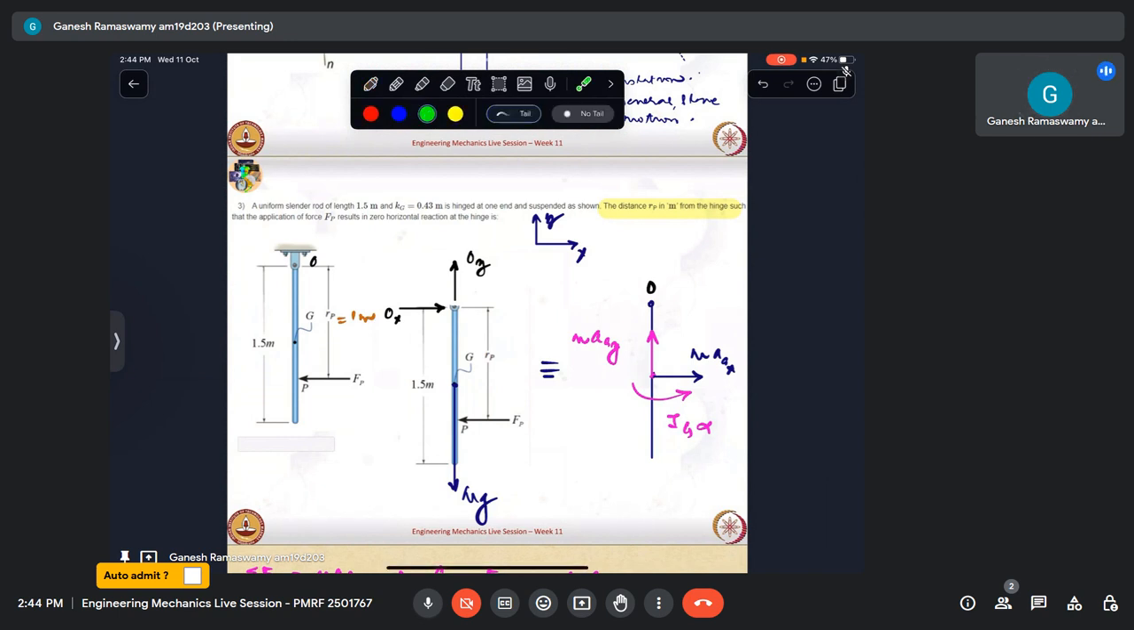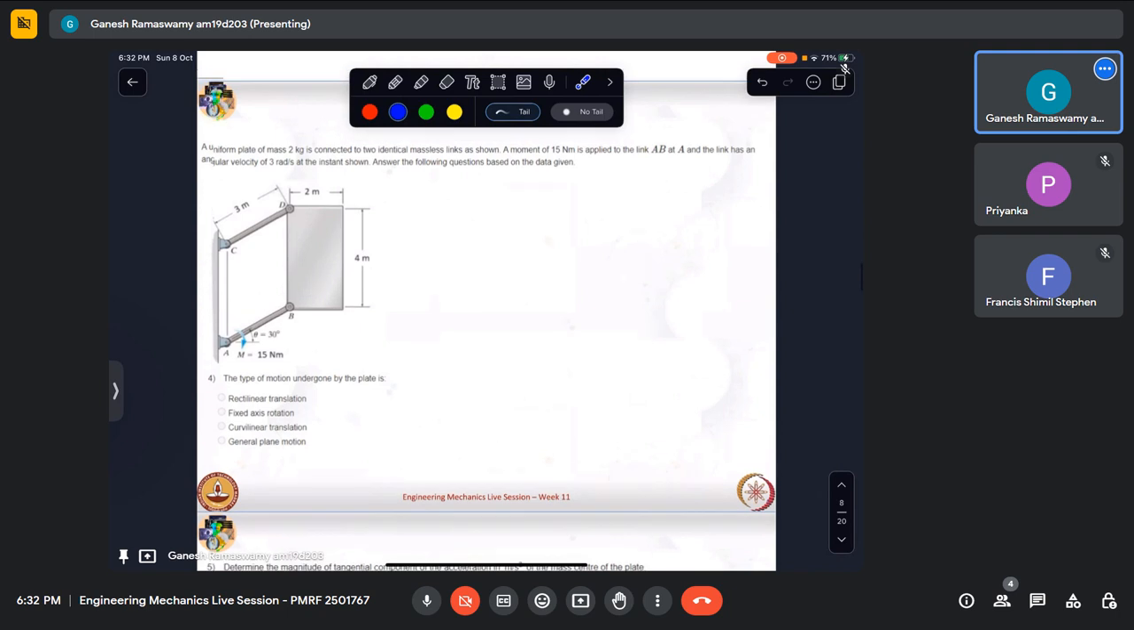This question implies that at 1 meter distance, when I apply Fp, provided the mass is distributed for this rod in such a way that kg is 0.43, this reaction will go to 0. So I hope that that is clear. Okay, so let us take a look at this.